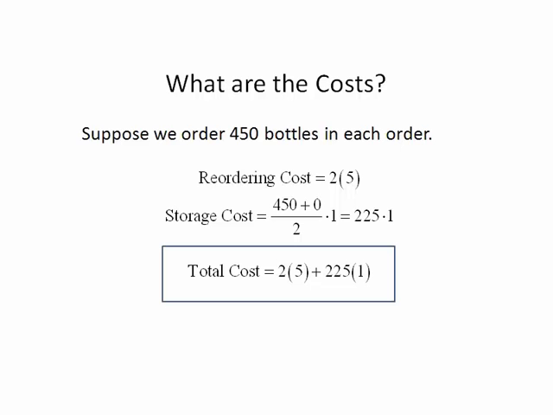An order size of 450 leads to a reordering cost of 2 times 5, since 2 orders need to be made, and a storage cost of $225. This leads to a total cost of $235.